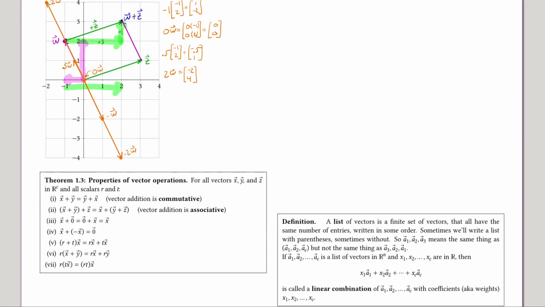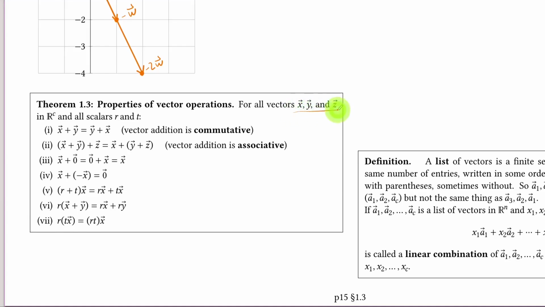Let's look at theorem 1.3, some properties of vector operations. This says for all vectors x, y, and z in R^c and all scalars r and t, we have the following facts. x plus y is equal to y plus x. So we say that vector addition is commutative, like you can just change the left to right order with addition. Number 2 says you can move the parentheses around when you're doing vector addition. Vector addition is associative. Number 3 says that the 0 vector acts like the number 0, and that if you add it to any vector, it doesn't change it.